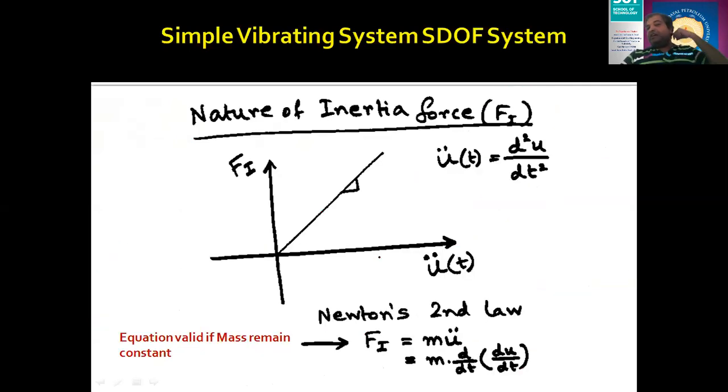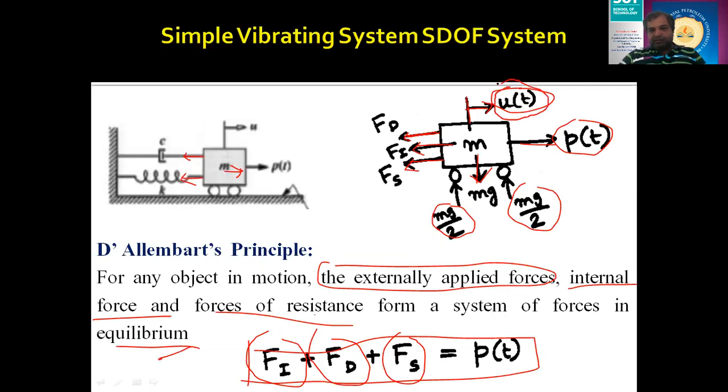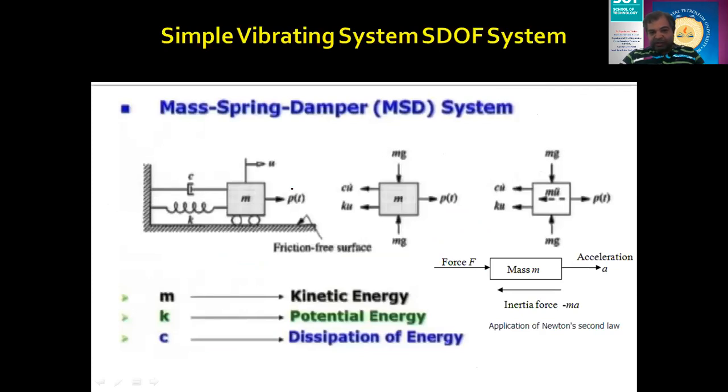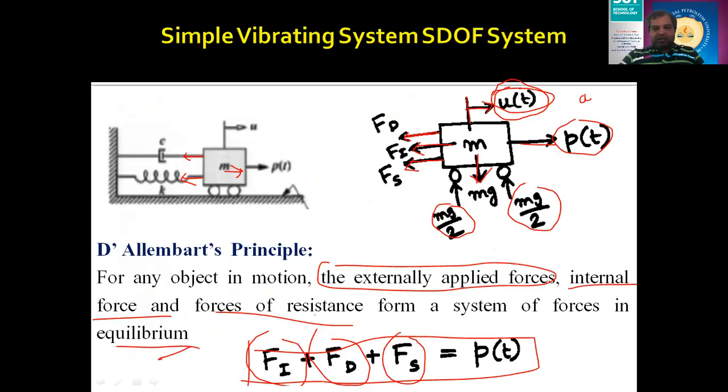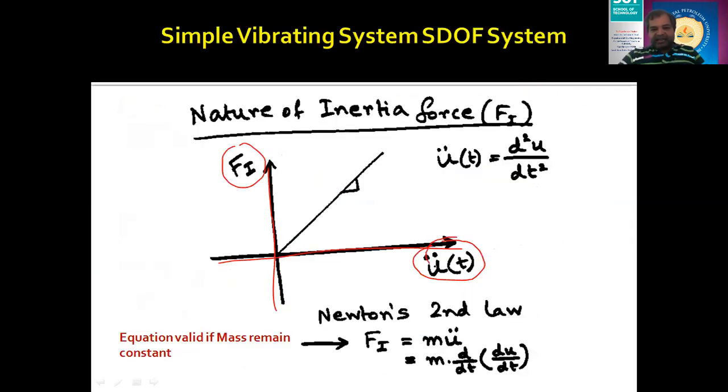So if I define the nature of the inertia force, then I draw a plot between Fi versus acceleration. Acceleration is nothing but the double derivative of the displacement u. If you give the force from here, this mass will actually move in this direction with a certain acceleration. So the inertia force will act in the opposite direction to the motion with the value F equal to ma. I have drawn this graph between inertia force versus acceleration.